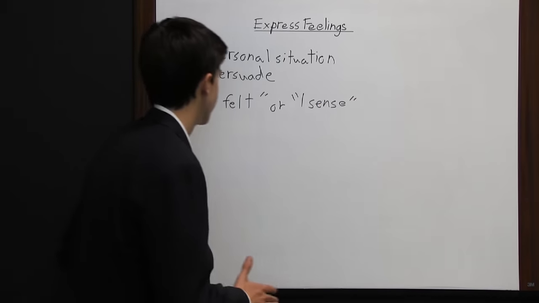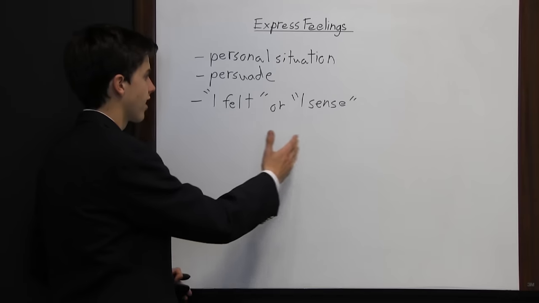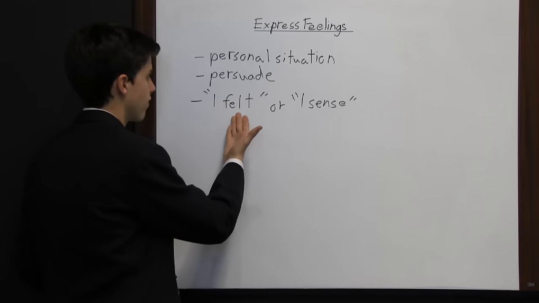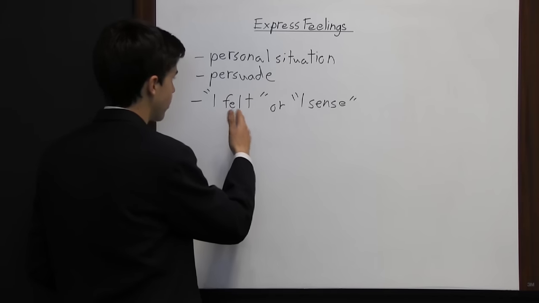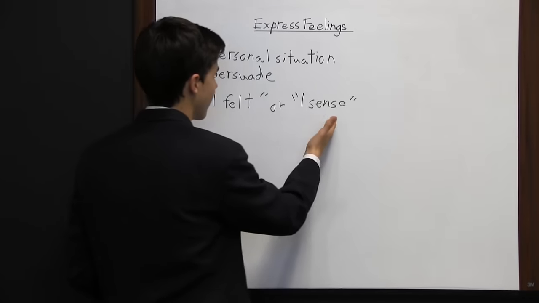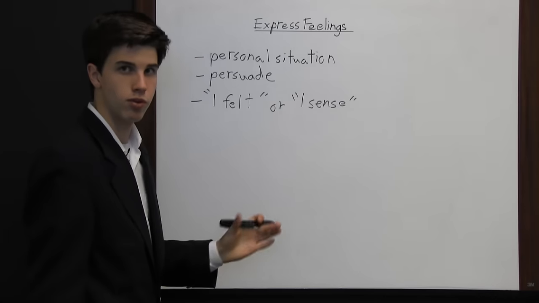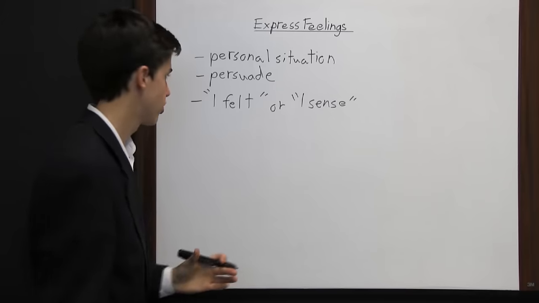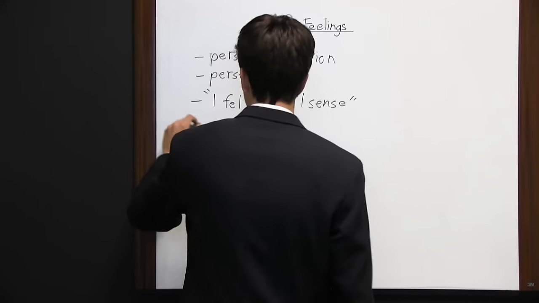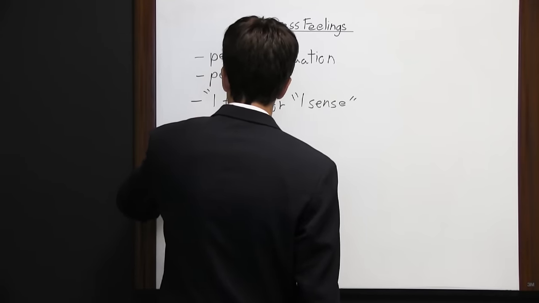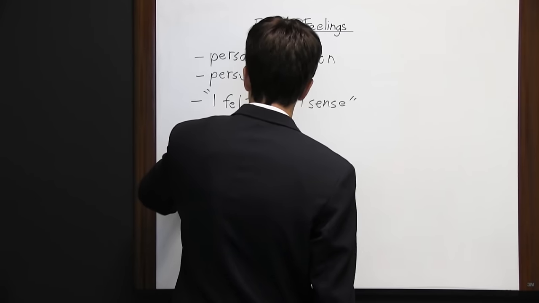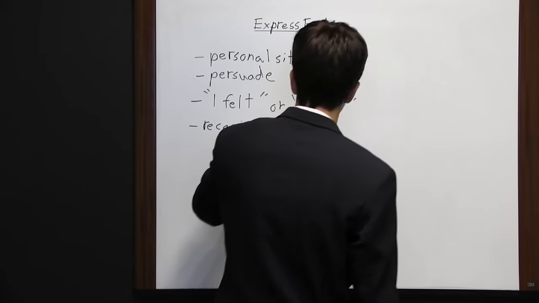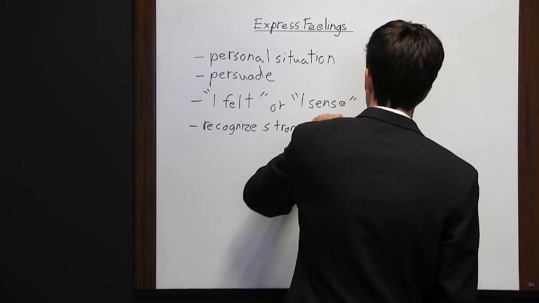Here, the writer is inserting their own opinions. They're not giving facts. They're talking about their own opinions, and here they're going to be talking about feelings, because feeling something, like it says, I felt, so that's a feeling, or I sensed something, that's also a feeling. So those kind of phrases can tip you off that some kind of personal emotion or personal feeling is coming. It's important that you recognize these strong emotions.